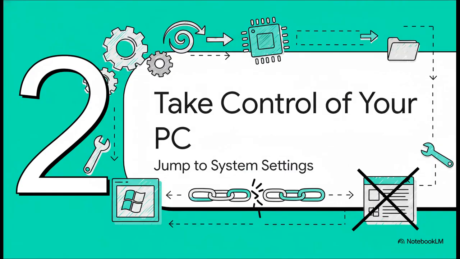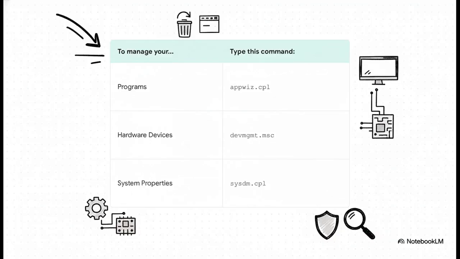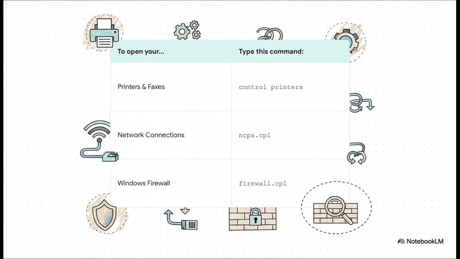All right, so you've got the basics down. Now, let's level up. We're going to see how the Run command lets you take direct control of your PC's settings, skipping the whole Control Panel mess entirely. Now, you'll notice these commands look a little weird. They're not simple names. A lot of them end in .cpl or .msc. That's just a little clue that you're opening a control panel setting or a management console tool. For example, appwiz.cpl, that takes you straight to the Add or Remove Programs list. Need to check on your hardware? devmgmt.msc opens the Device Manager, just like that. No more digging through menus. And this just keeps going for pretty much any setting you can think of.